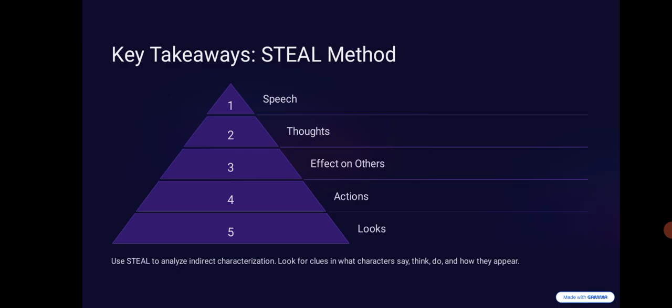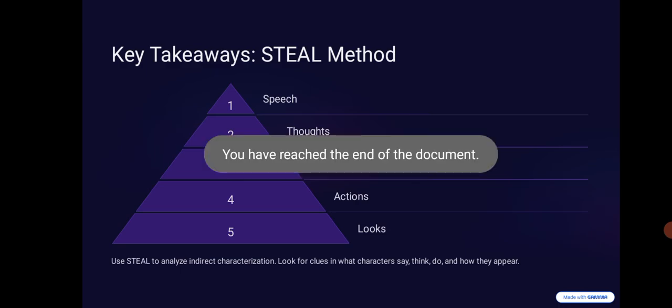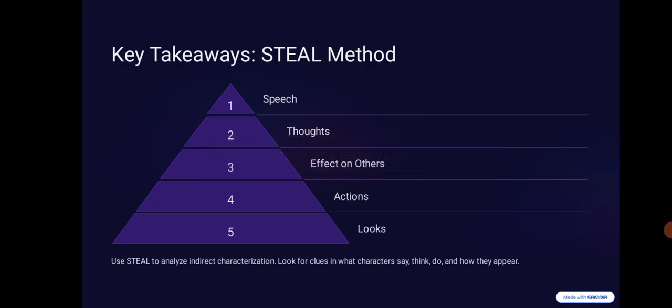So in the way of unraveling it, you can use what I have on the screen now, the STILL method, which has to do with speech, thought, effect on others, actions, and looks. So use STILL, the STILL method, to analyze indirect characterization. Look for clues in what characters say, think, do, and how they appear. So by going around this way, it will help you to do a very good characterization. And this brings us to the end of our lesson today.